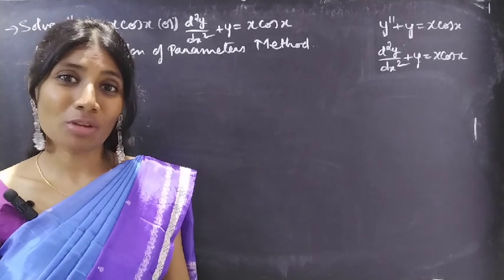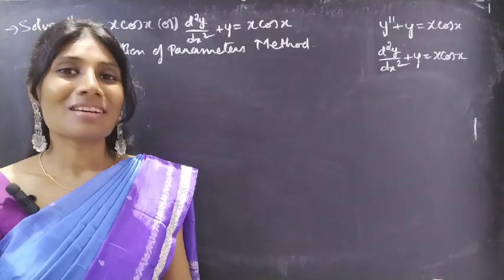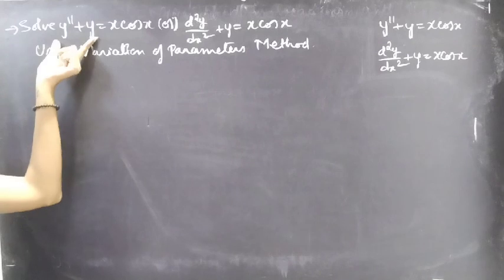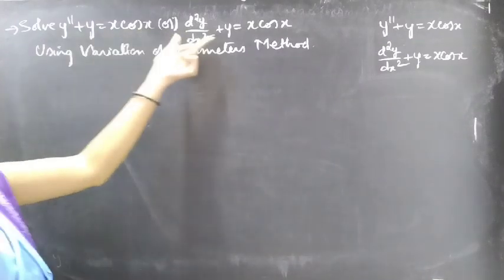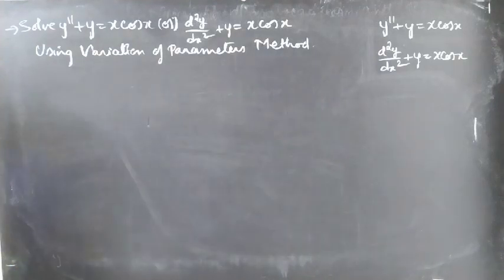In this video, we are going to solve a differential equation using variation of parameters in another way. Part 2. So let's get going. Problem: Solve y double dash plus y equal to x cos x, or d square y by dx square plus y equal to x cos x, using the variation of parameters method.